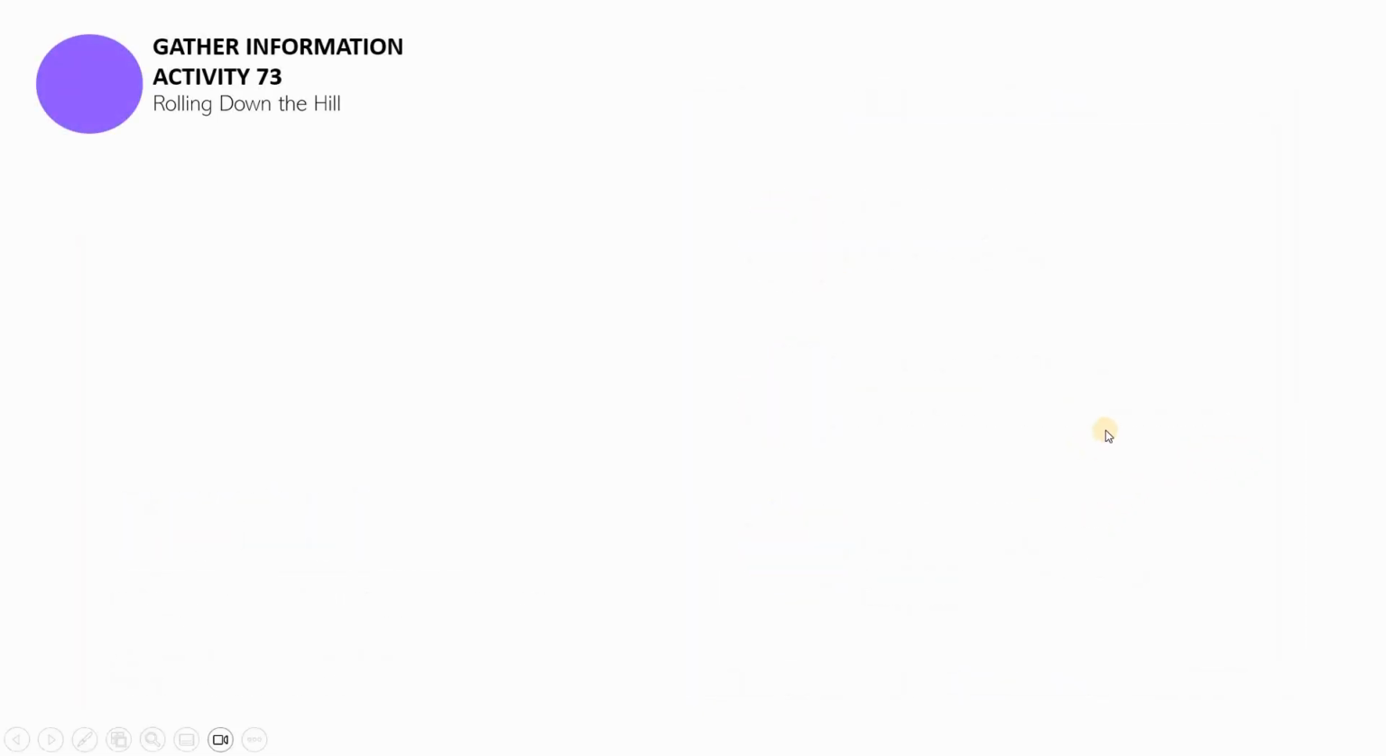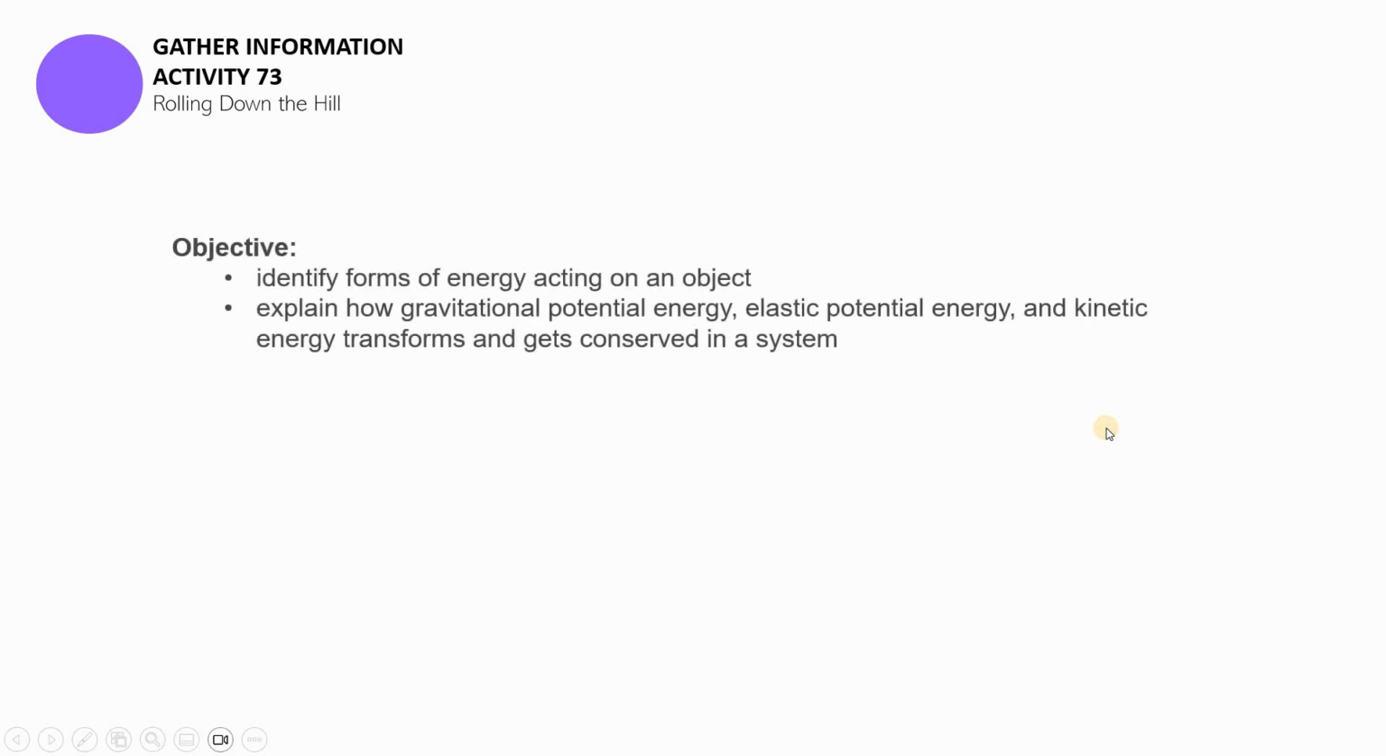For the first part, Activity Rolling Down the Hill, Activity number 73, the objective of this activity is for you to be capable of identifying forms of energy acting on an object. And the next one is for you to be capable of explaining how gravitational potential energy, elastic potential energy, and kinetic energy transform and get conserved in a system.